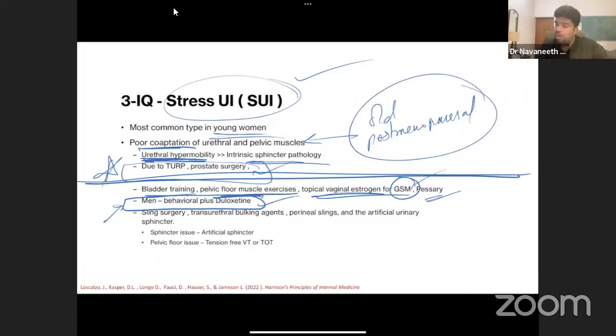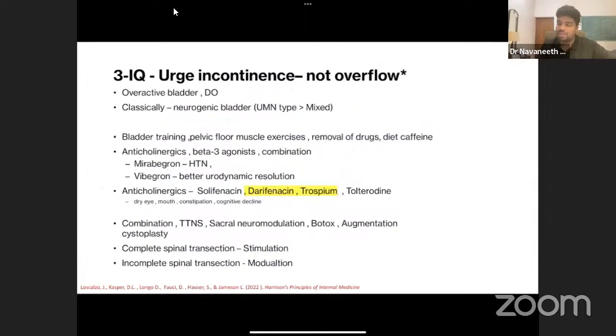It might not work. So the options are transurethral bulking agents, perineal slings, and artificial urinary sphincter. If it's a predominant sphincter problem, you're going to give an artificial sphincter. If it's a pelvic floor issue, you're going to do a TVT or a TOT based on the patient preference.